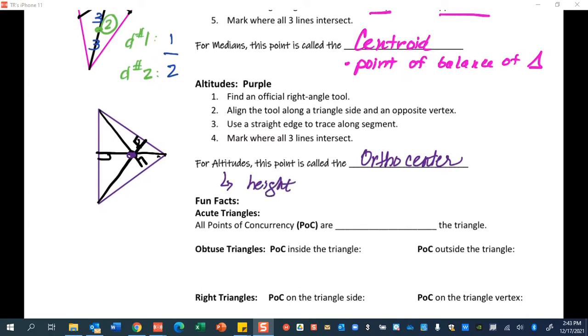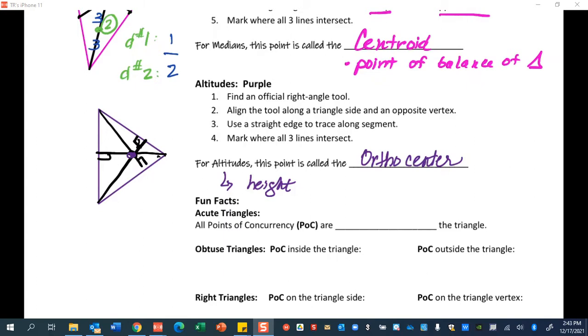We don't necessarily have any cool stuff going on, but we do understand that if our triangle was obtuse, that point of concurrency happened outside the triangle. If our triangle was right, that point of concurrency happened right down there at that right angle, because each of those legs is an altitude. So that's kind of cool.